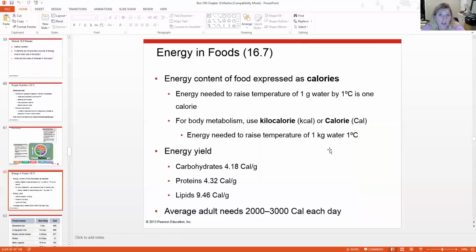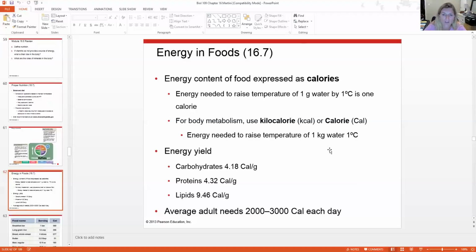It's an energy term. Carbohydrates yield about 4 calories per gram. Proteins yield about 4 calories per gram. Lipids yield about 9 calories per gram. Alcohol is a kind of odd category. It's not listed here, but it yields 7 calories per gram. So it's very high energy content in alcohol, hence beer bellies and that type of a thing.